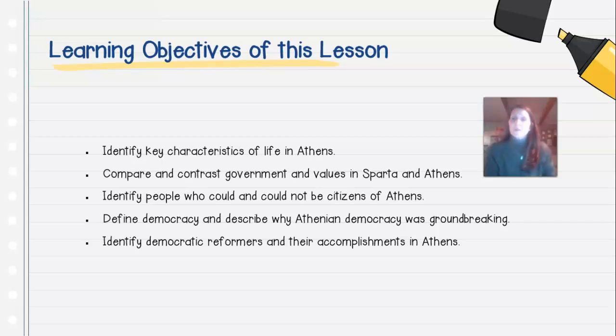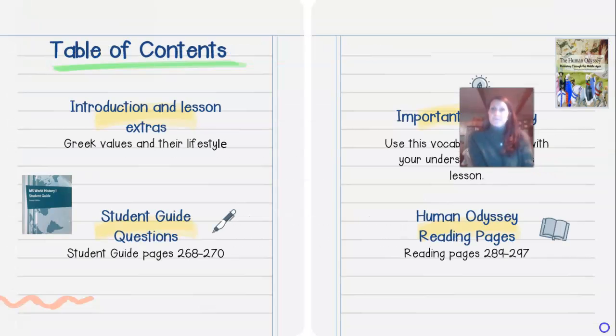As I mentioned in 1.01, some of the objectives from 1.01 would overlap with some of our objectives for 1.02. Identify key characteristics of life in Athens. Compare and contrast governments and values in Sparta and Athens. Identify people who could and could not be citizens of Athens. Define democracy and describe why Athenian democracy was groundbreaking. And identify democratic reformers and their accomplishments in Athens.